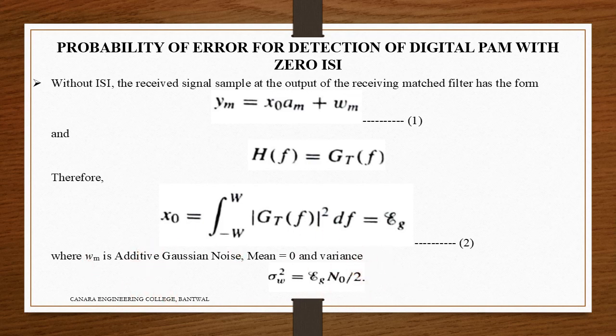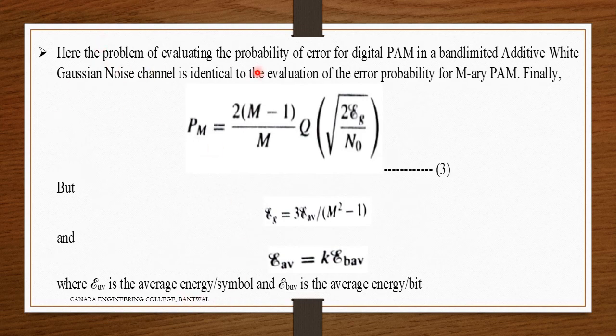Here, the problem of evaluating the probability of error for digital PAM over a band-limited additive white Gaussian noise channel is identical to the evaluation of the error probability for M-ary PAM signals. So when you are evaluating the probability of error for a band-limited additive white Gaussian noise channel, it is identical to evaluating the error probability for M-ary PAM. So that is the condition there.